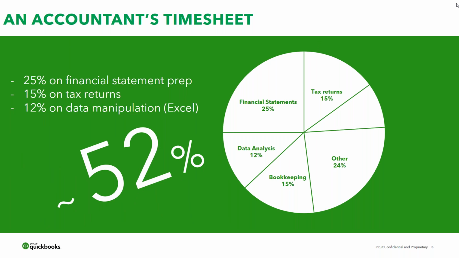And we know that a typical accountant spends an inordinate amount of time working on financial statement preparation, tax returns, and manipulating data in Excel. When you couple all of this together, it means that typically you're looking at about 52% of an accountant's time being spent working on year-end returns, whether it be taxes or financial statements, and all of the processes wrapped into those. So that is a huge amount of time that is being allocated towards those activities.